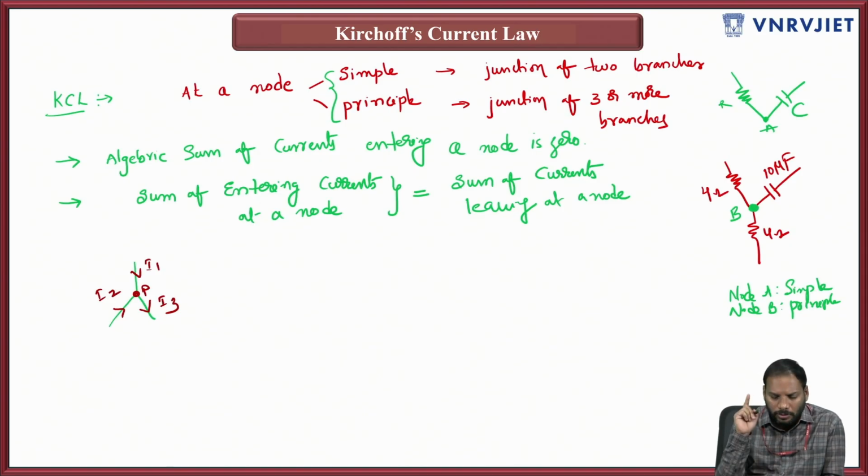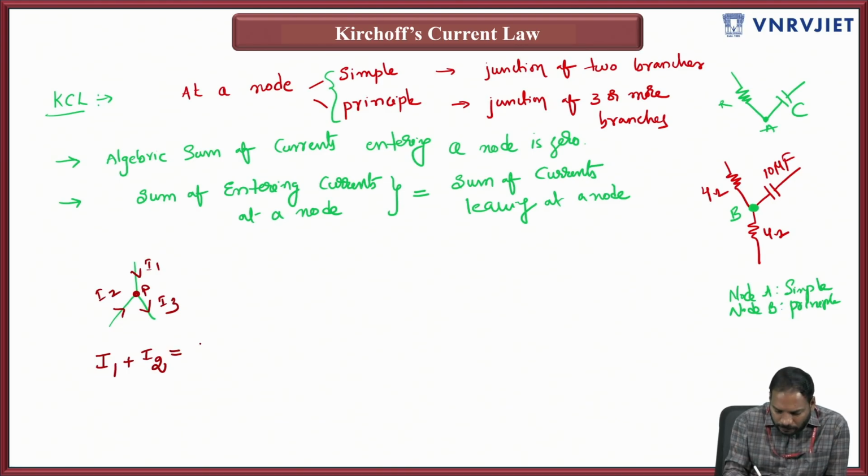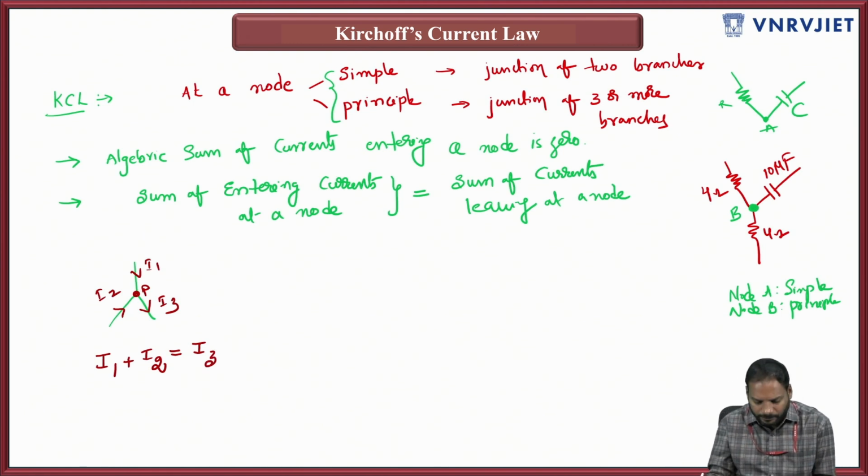Here you have to stand, you should be at rest at the node. You stand at the node and think of which currents are coming in and which currents are going out. So simply I can say I1 plus I2 are the currents entering the point P, and you are standing at the point P, is exactly equal to the current I3 that is leaving. Right. So one more example.